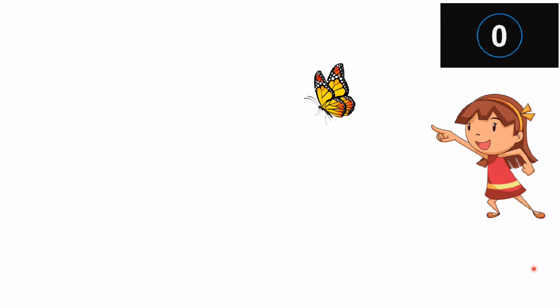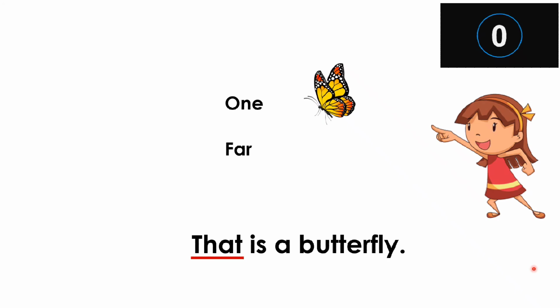Okay, what will be your answer? One butterfly and it's far from you. So, if your sentence is, that is a butterfly, then you got it right. Okay, we have the next example. And timer starts now.